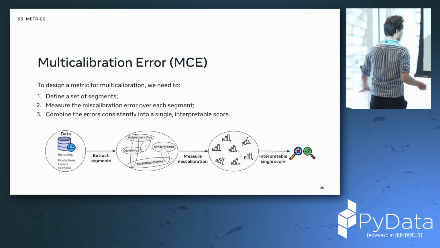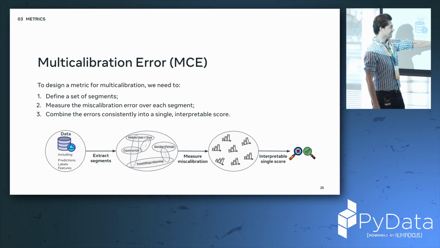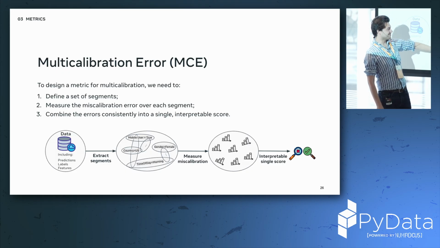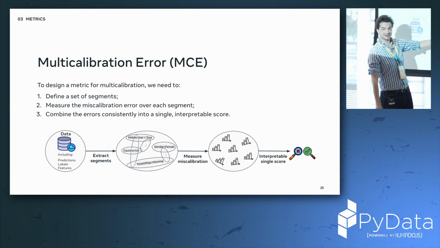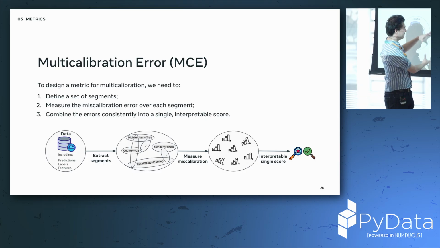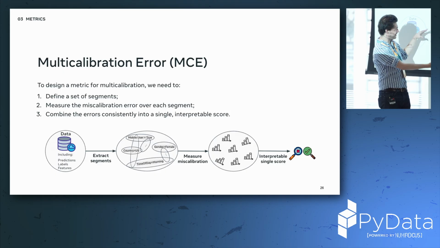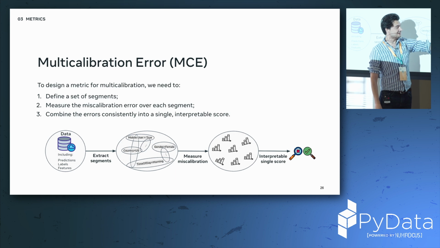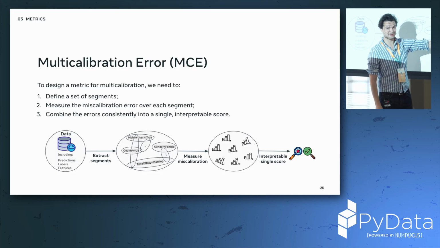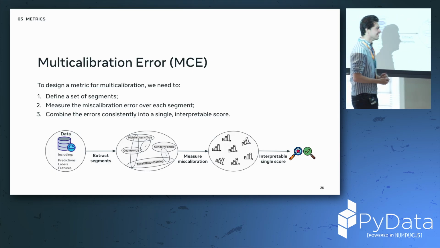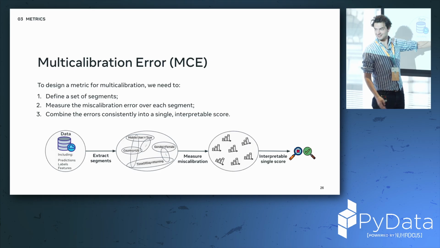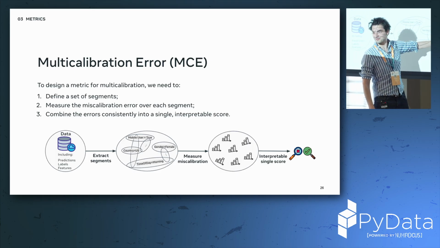two steps. You have your data set. First, you extract a whole bunch of segments. So you may say, I have gender in the data set, maybe time of day, maybe whatever kind of features you have in your data set. You slice them into particular data slices using some segment extraction approach. And then in the second step, you simply measure the calibration error in each of them. So basically, to design a metric for multi-calibration error, you need to come up with some way to do this.